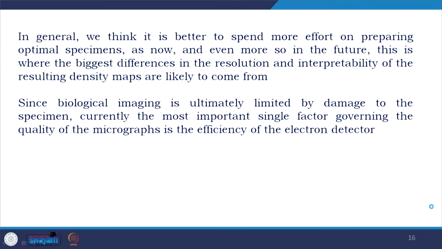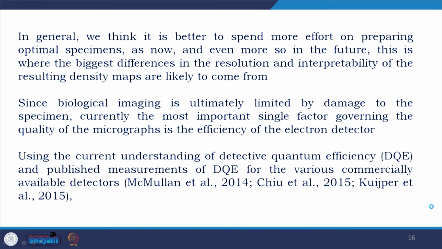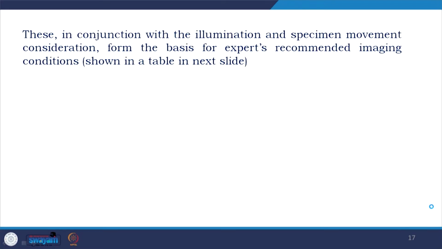Since biological imaging is ultimately limited by damage to the specimen, currently the most important single factor governing the quality of the micrograph is the efficiency of the electron detector. Using the current understanding of detective quantum efficiency, or DQE, and published measurements of DQE for the various commercially available detectors, this, in conjunction with the illumination and specimen movement considerations, forms the basis of experts' recommended imaging conditions, which we are going to talk about in the next slide.